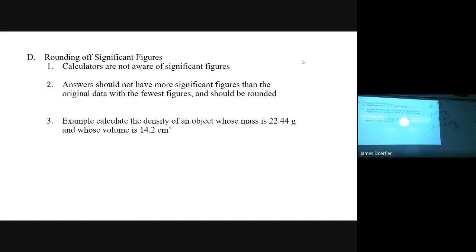We have to think about, do we round? Okay? So you go to the very next number. Basically, growing up, you probably had a system of rounding. 5 and up, you round up. Below 5, you round down. Same thing here. Okay? So basically, my real answer would look like this: density is equal to 1.58 grams per cubic centimeter.